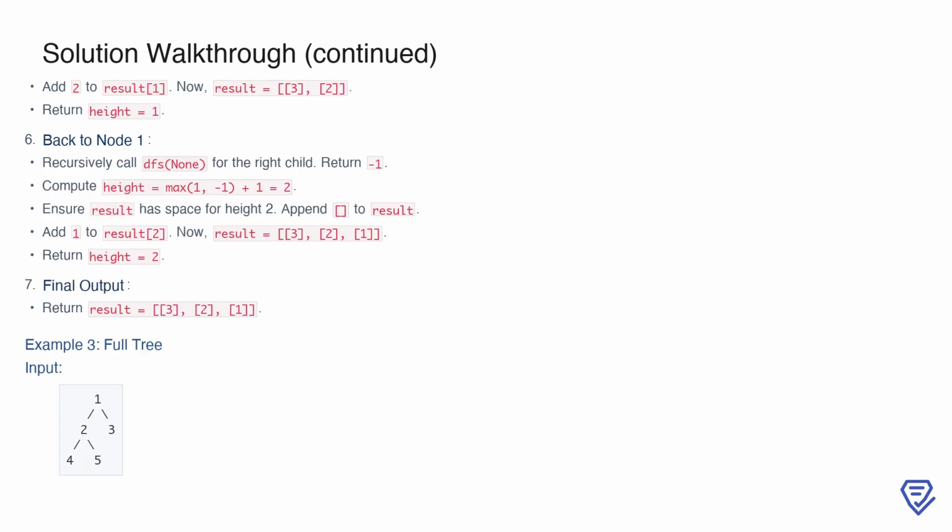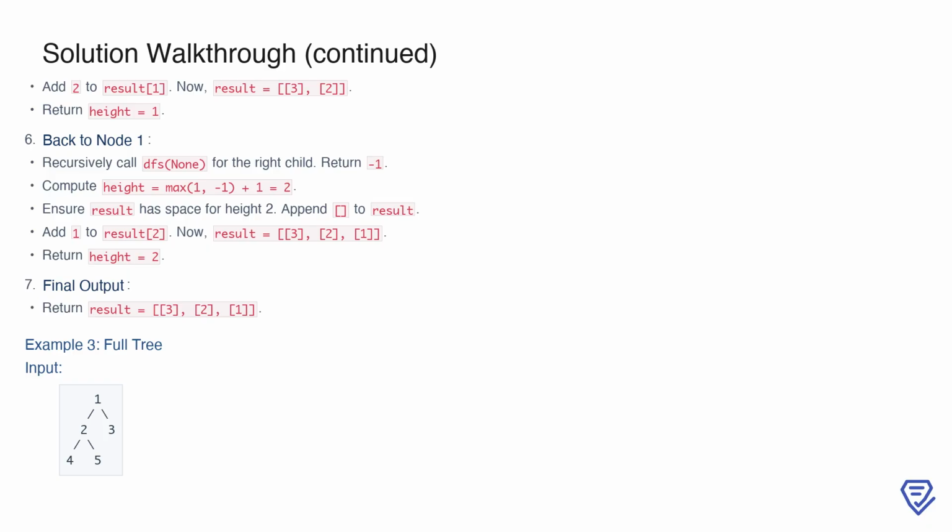Back at node 2, we now inspect its right child, which is null, resulting in a height of -1. Using the height of 0 from node 3 and -1 from the null right child, we compute the height of node 2 as the maximum of these values plus 1, resulting in a height of 1. We ensure result has space for height 1, appending an empty list if necessary, and add node 2 to result[1]. The result list is now [[3], [2]]. The height of node 2 is returned to its parent, node 1.